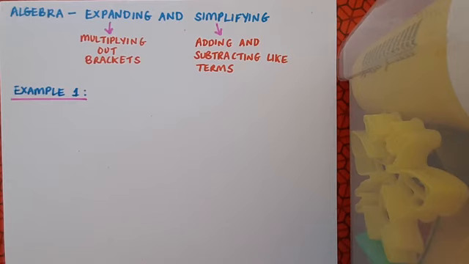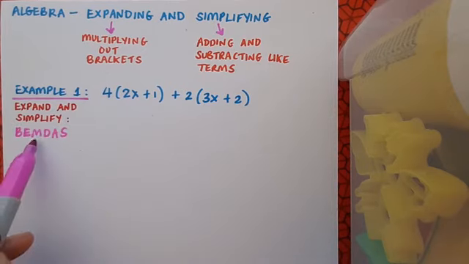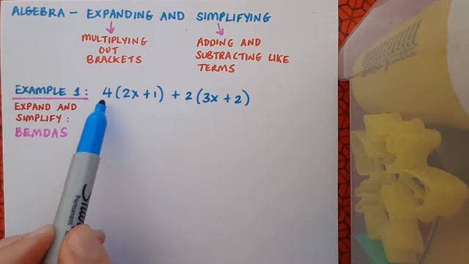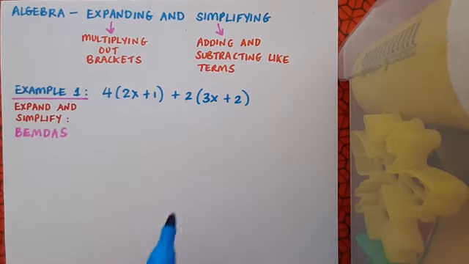Okay, let's have a look at an example. So example 1 is 4 bracket 2x plus 1 plus 2 bracket 3x plus 2. And our instruction is to expand and simplify. Our rules from PEMDAS still stand, so we should still do our multiplication before any possible addition or subtraction. So what I need to do here is first of all multiply the term into the bracket in both cases, and then we'll look at what happens next.